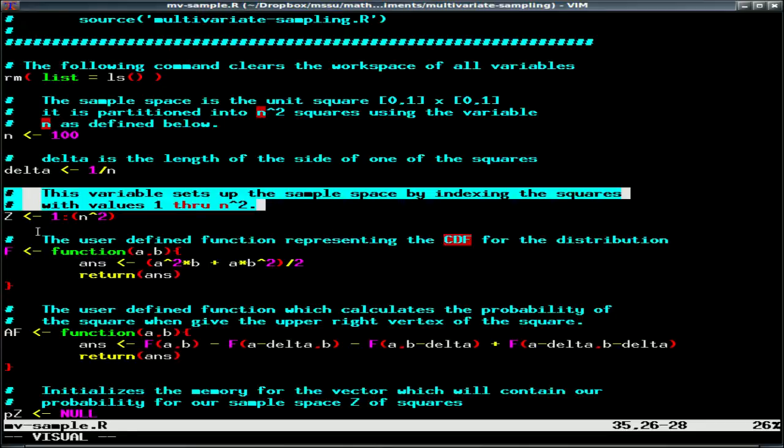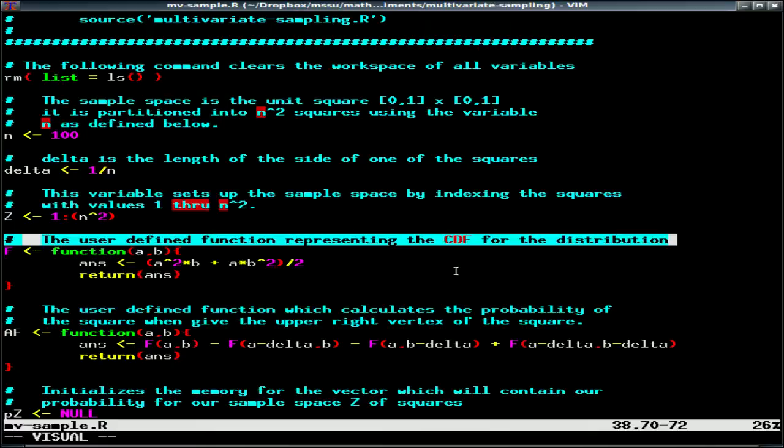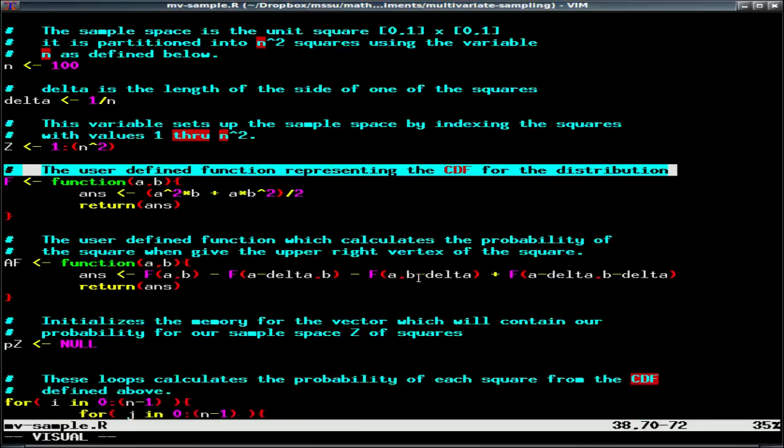And our next function, capital F. What capital F stands for usually is our cumulative distribution function. In this case, we might remember that our cumulative distribution function was a squared b plus a times b squared, all of that divided by 2. This is the cumulative distribution function that we defined previously in our video from our example.